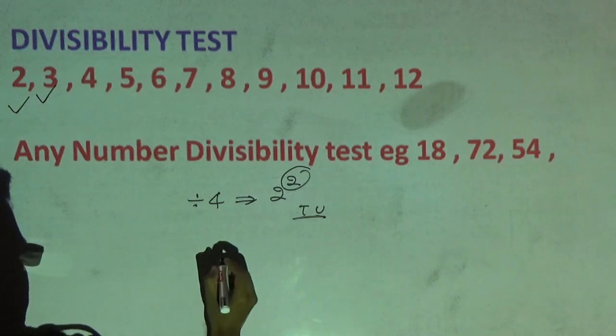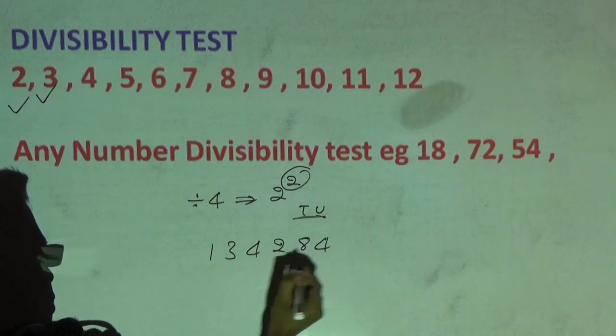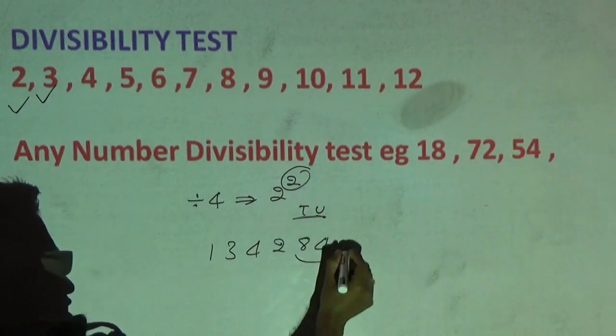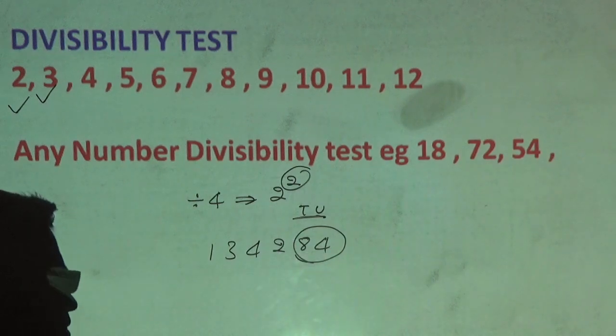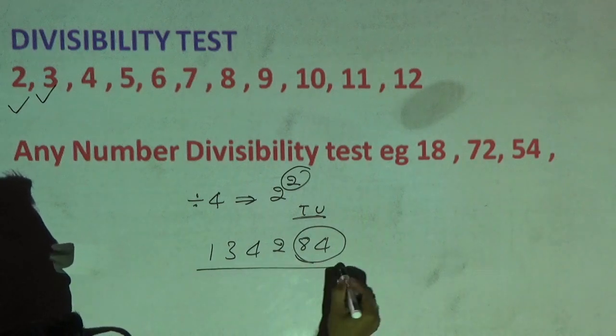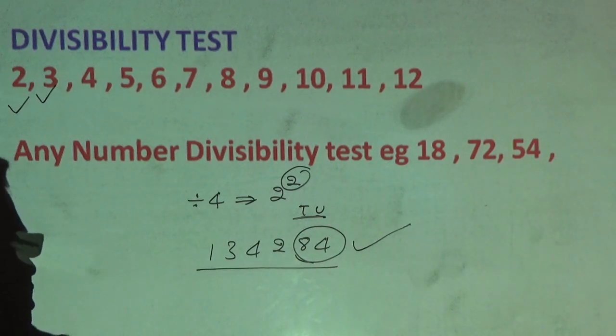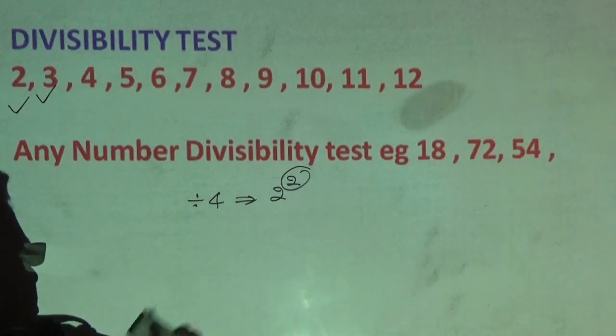Please observe, I will give an example. 134284. So, you need not check the entire number. See only the units place and tens place number. Is 84 divisible by 4? See, 4 twos are 8, 4 ones are 4. Then the entire number is divisible by 4. We need not check the entire number. Check only the last two digits of the given number.